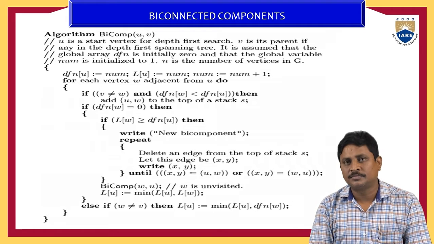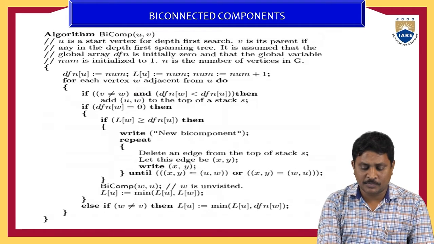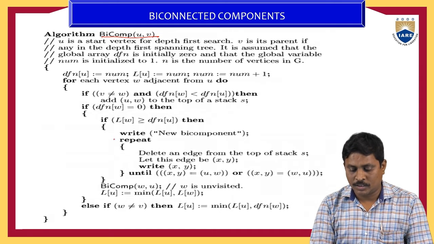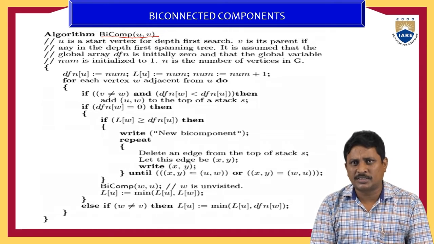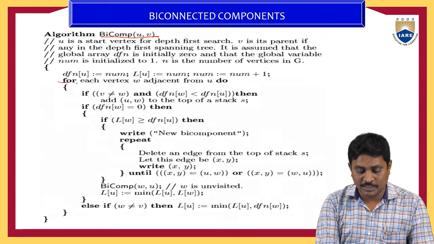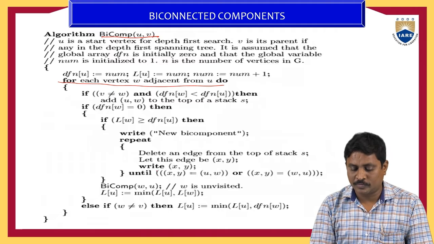This is the algorithm for bi-connected components. BiComp of u, v. Here u is one vertex set, and v is another vertex set. For each vertex w adjacent from u, do.